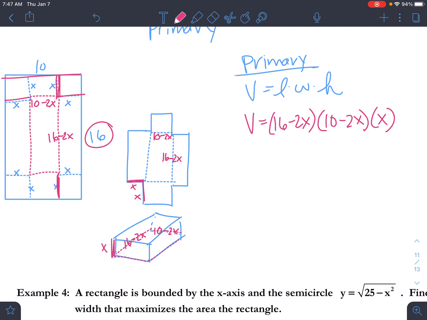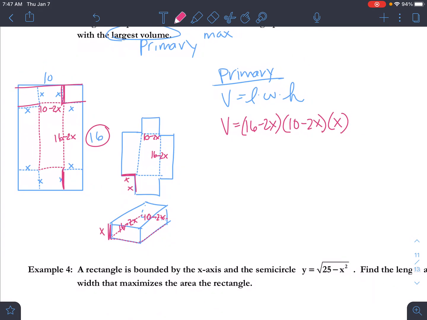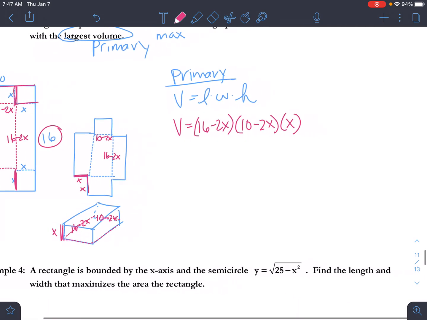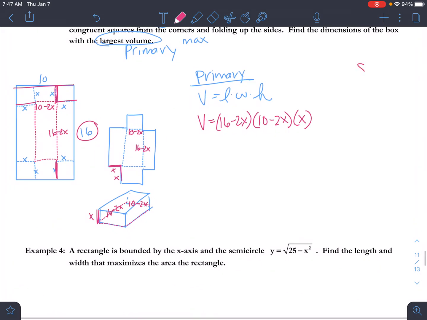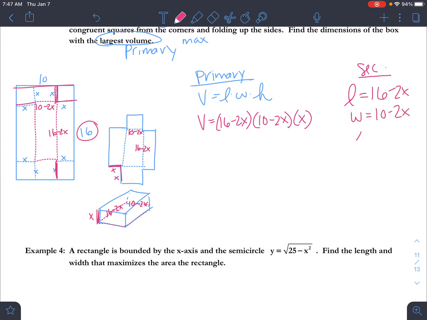Okay, so this setup here, I would argue that your secondary equations technically would be, if you wrote down secondaries, you don't have to do it this way, by the way. This is just kind of a nice way of organizing, would be how can I replace these? Well, length is 16 minus 2x. I have another secondary that's 10 minus 2x, and I also know the height is x. So arguably, those are your secondary equations.